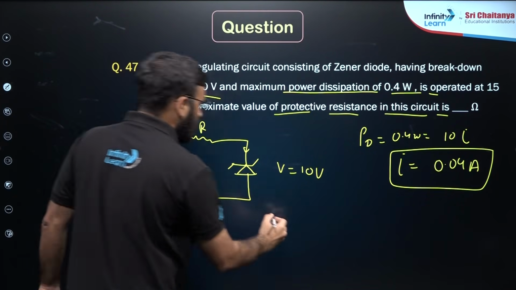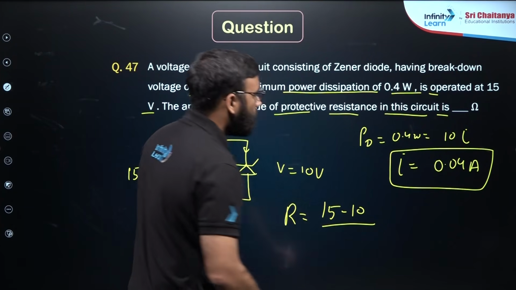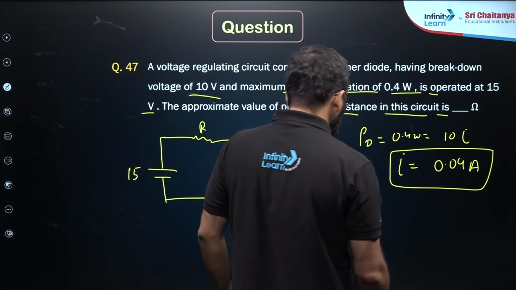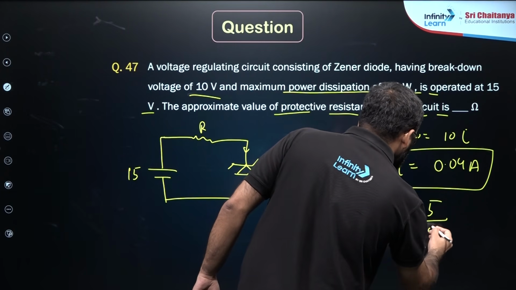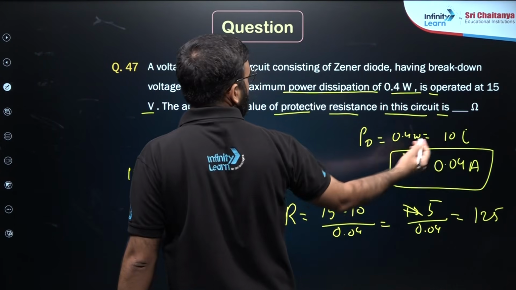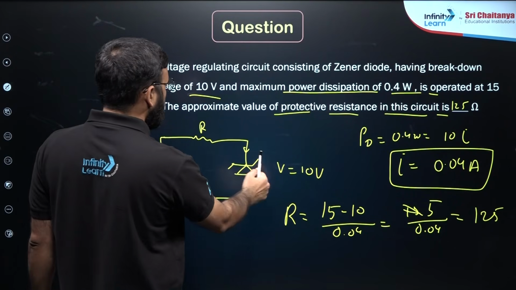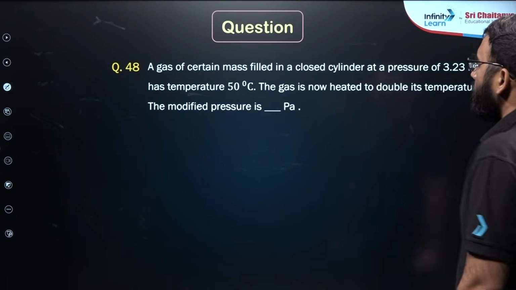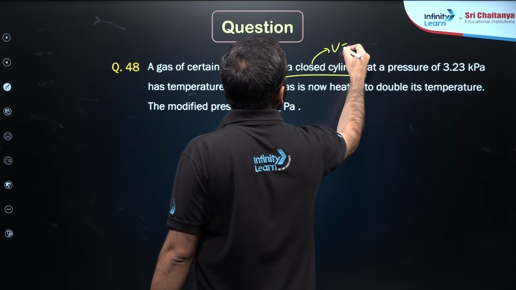So what they will ask is this resistance. So resistance R equals 15 minus 10 divided by the current, 0.04. Okay beta, so you can solve this: 5 divided by 0.04, this value is my 125. So the final answer of this one is 125 ohm, because this is the circuit. You can go from here to here, again consider a battery and just apply KCL. Okay, next one. A gas of certain mass filled in a closed cylinder means my volume is constant here.